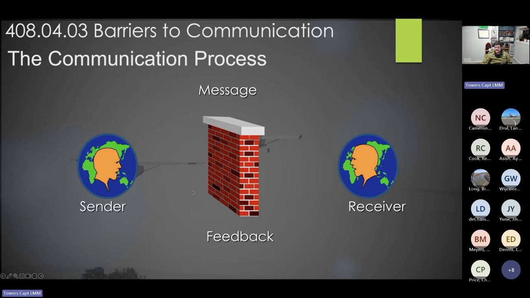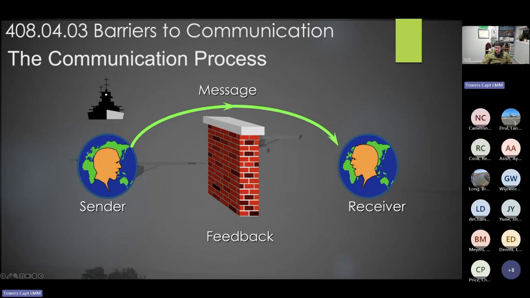So the communication process itself begins with the sender forming an idea based on their perception of the situation and their mental models. So their internalization of the world around them, that's how they're forming their communication. They're now sending it to the receiver.